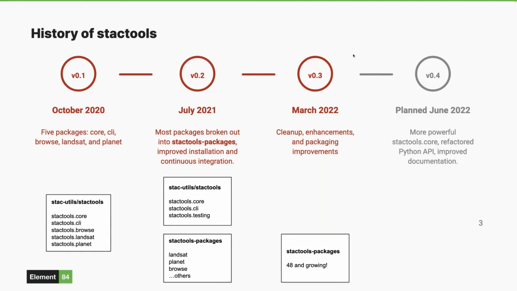There's the main repo, which includes the core functionality and basic command line stuff. And then there are packages that are generally dataset specific, although they can also provide other functionality, that live in a GitHub organization called Stacktools Packages. At this point, we're at 48 different Stacktools packages, and we're continuing to grow. So we're very happy that we broke it out. And the next big release is planned for June 2022, and I'll talk a little bit about that roadmap in a bit.